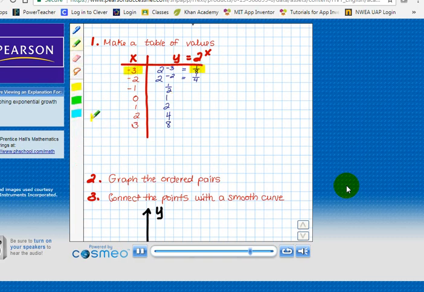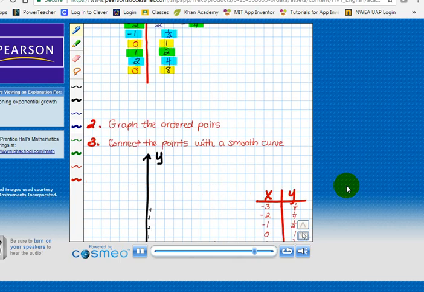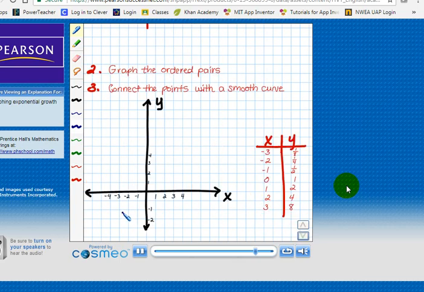Negative 3, 1/8. Negative 2, 1/4. Negative 1, 1/2. 0, 1. 1, 2. 2, 4. And 3, 8. So we need to graph these ordered pairs. When all of our points have been graphed, we'll connect the points with a smooth curve. I want to go ahead and do that.